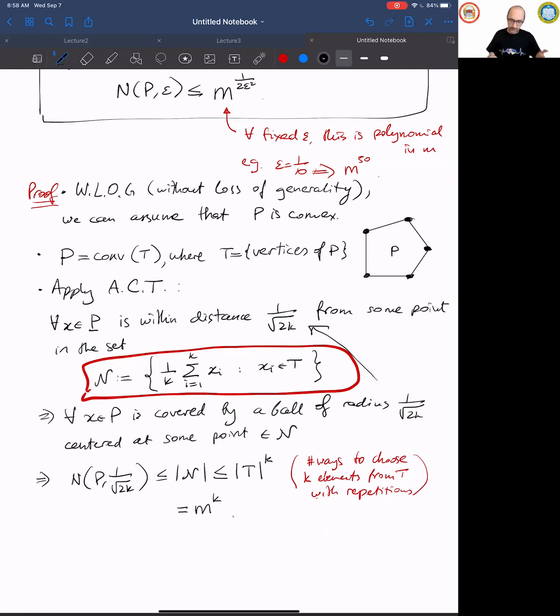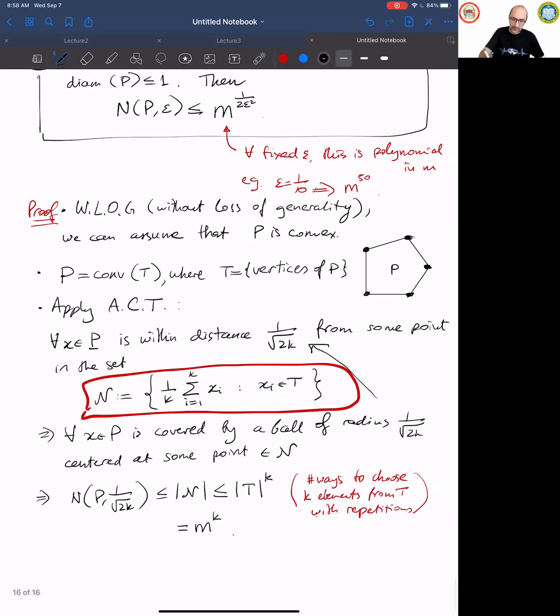Perfect. So that's basically our result. Now we just make this be epsilon. Just change notation. If epsilon is 1/√k, then k is 1/epsilon squared, I believe. And that's it. So then we finish the proof. That's what we wanted to show.